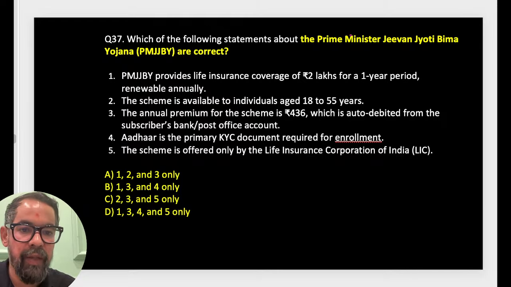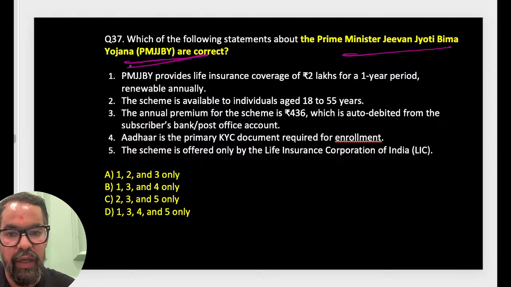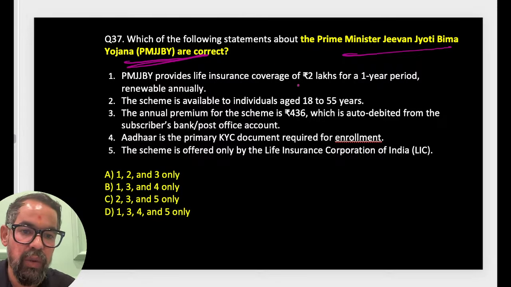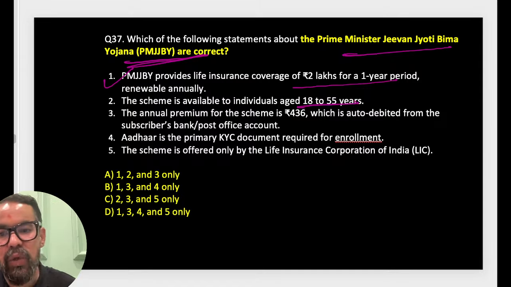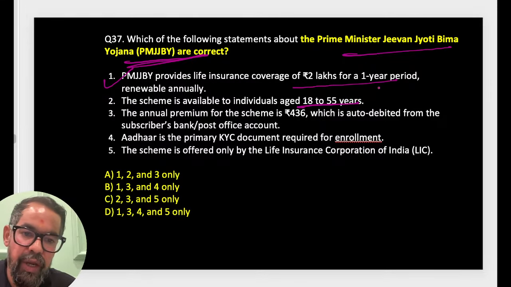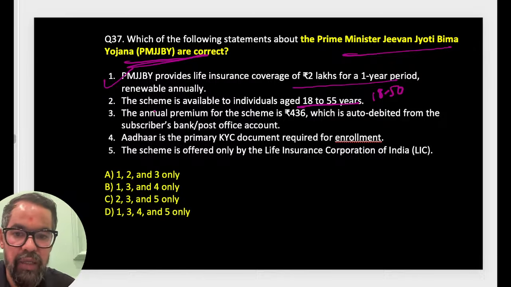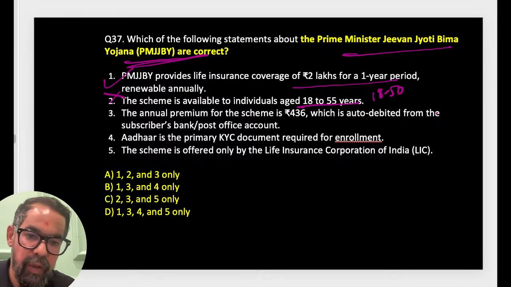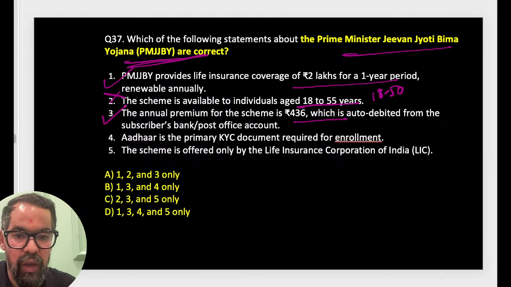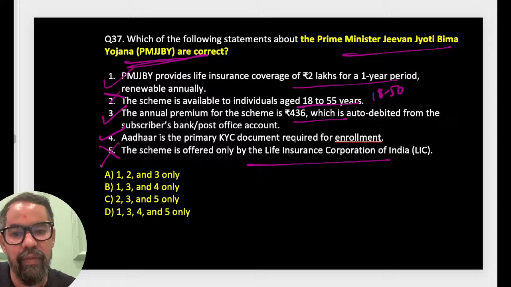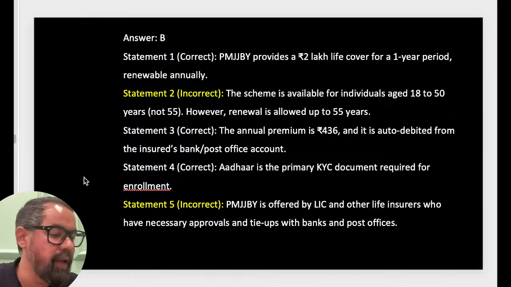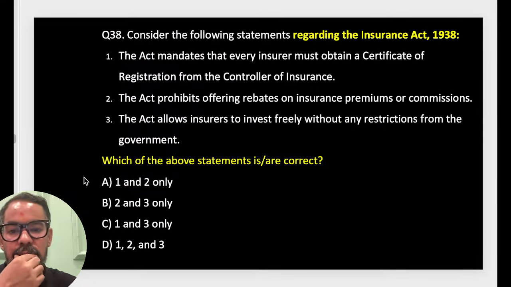So Pradhan Mantri Jeevan Jyoti Bima Yojana, okay, and you have to find out the correct statement. 2 lakh for 1 year period, yes. The scheme available for individual, the age group is what? Age group is 18 to 50, okay, 18 to 50, that is wrong. The next one is annual premium of 436, true. Aadhaar is the KYC document, this is also true. The scheme is offered only by the life insurance, no, it has others also. So 134 means option B will be the right answer for this particular one. Very good. Next one.